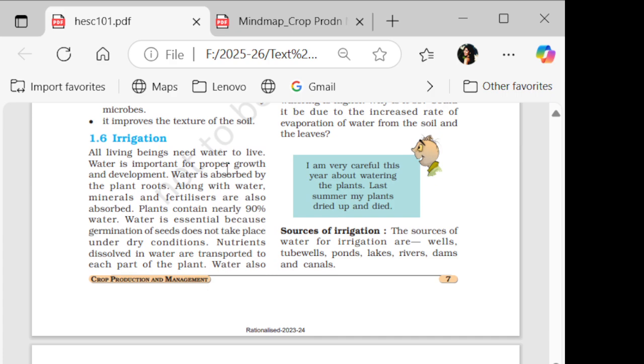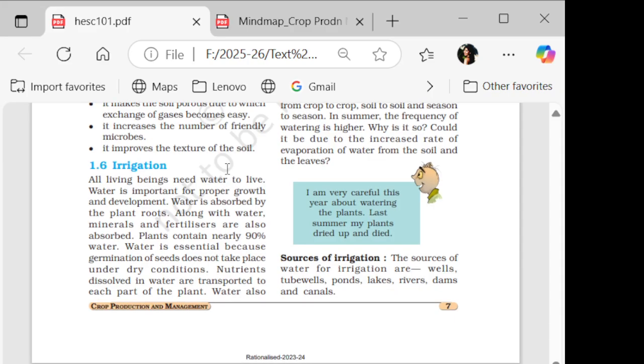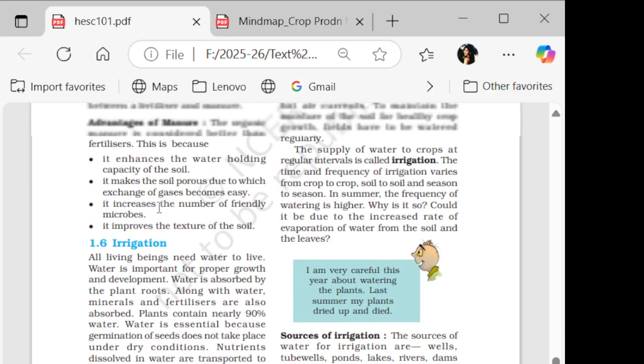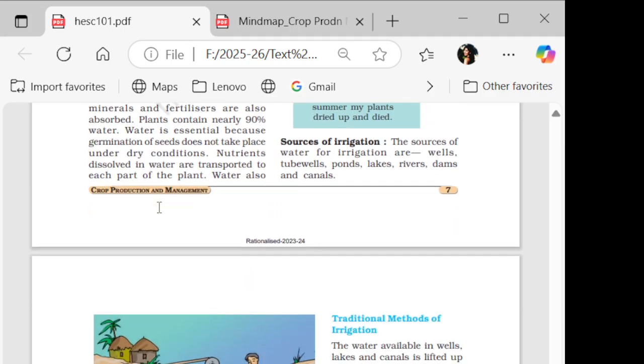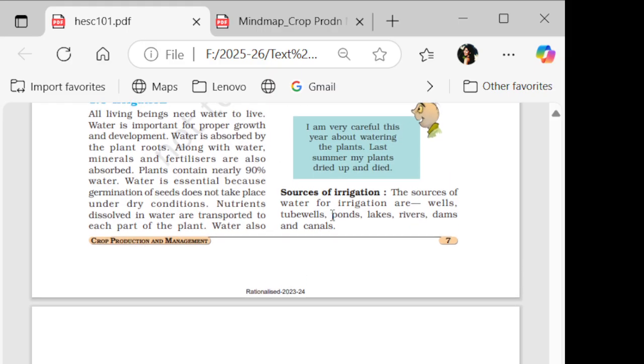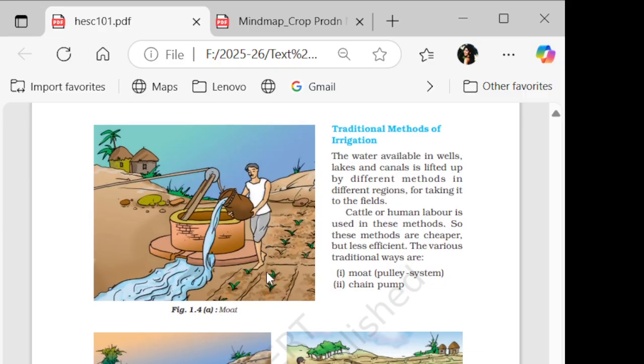Now let's see the irrigation technique. What is irrigation? Irrigation is giving water to the plants at regular intervals. When we grow crops, they require water, and there are certain traditional methods given in your book. The sources of irrigation are tube wells, ponds, wells, lakes, rivers, dams and canals. These are the traditional methods.